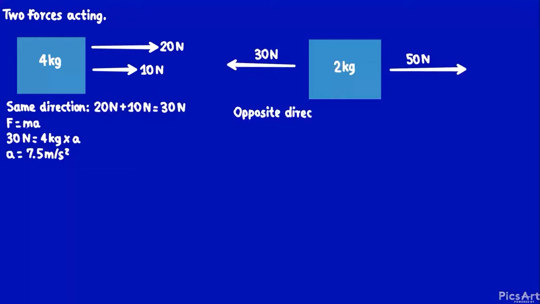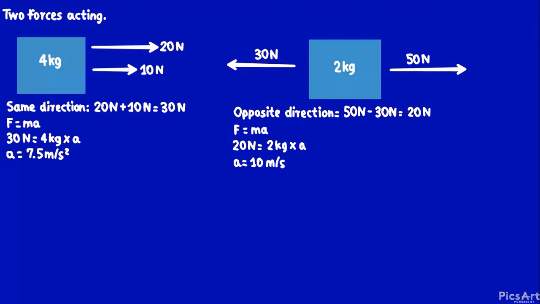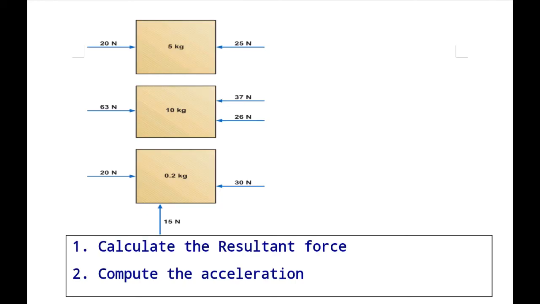If they are in opposite directions, we must subtract: 50 minus 30, which is equal to 20 Newton, and the mass times acceleration, and the acceleration will become 10 meters per second squared. Calculate the resultant force and compute the acceleration with the following equations which can be used.